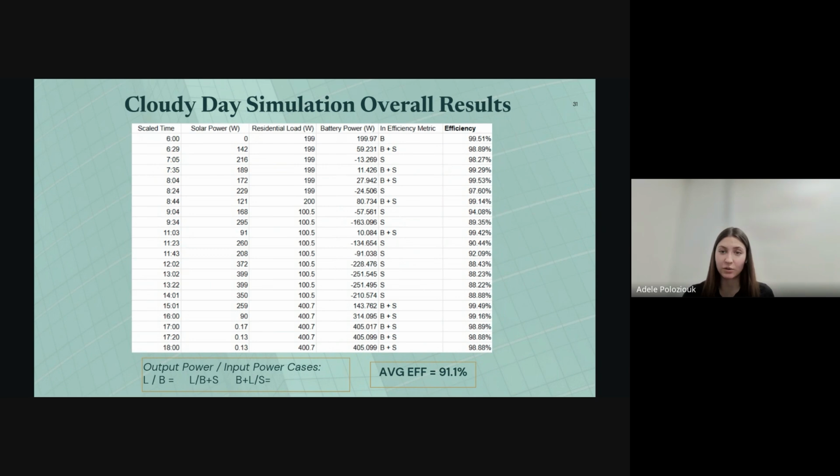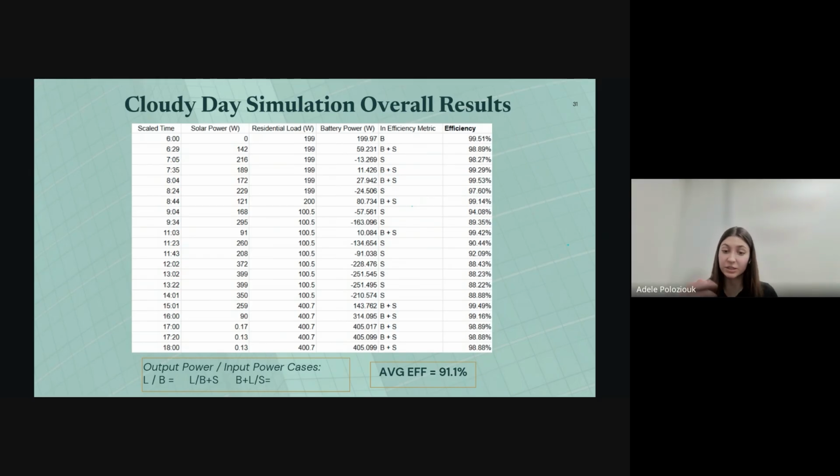Now let's take a look at the overall cloudy day results. This had an average efficiency of about 91%. Once again, it follows the same kind of idea, and we can see the same kind of results. Once the battery is discharging here in the positive, we can see that the efficiency is much higher. But once the battery starts charging over here, we can see the efficiency drops quite a bit, about 5 to 10%. And I took a similar conclusion away from here, that the inverter is more efficient at discharging rather than charging, looking at the trend of efficiency.